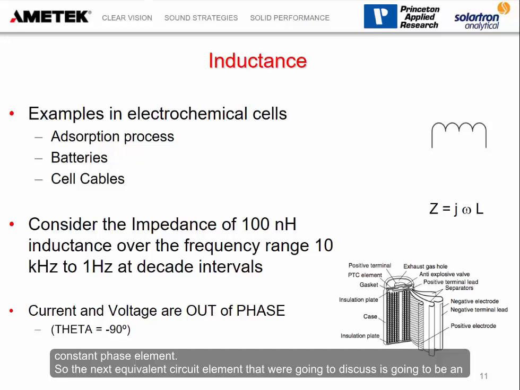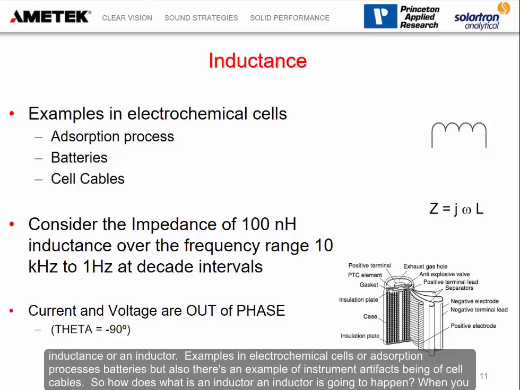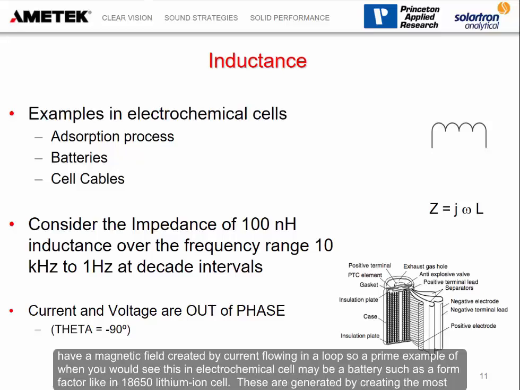So the next equivalent circuit element that we're going to discuss is the inductance, or an inductor. Examples in electrochemical cells are adsorption processes, batteries, but also an example of instrument artifacts being the cell cables. So what is an inductor? An inductor is going to happen when you have a magnetic field created by current flowing in a loop. So a prime example of when you would see this in an electrochemical cell may be a battery, such as a form factor of like an 18650 lithium ion cell.